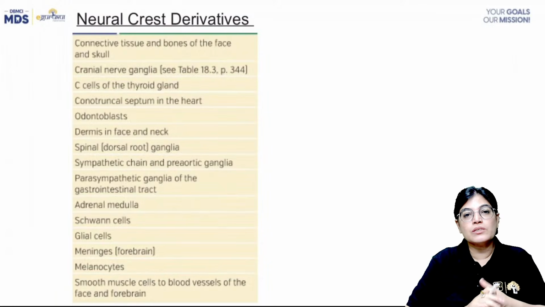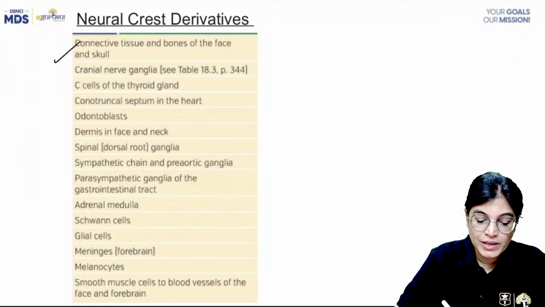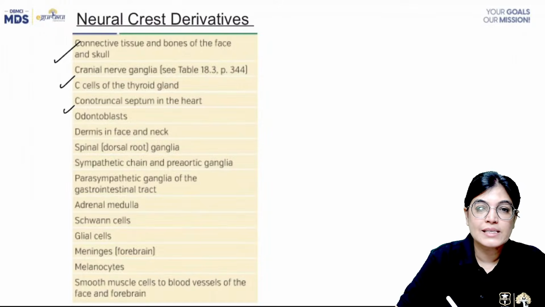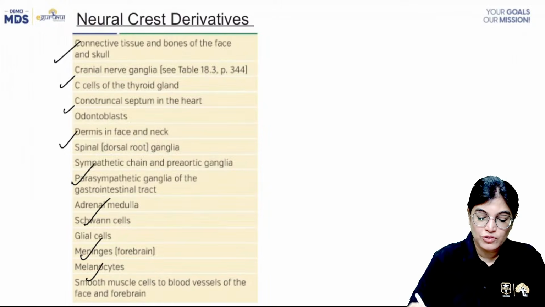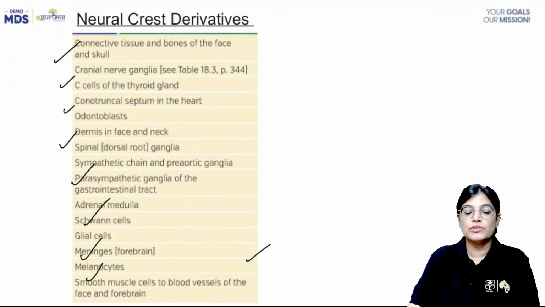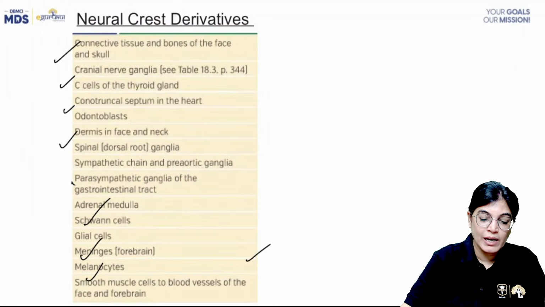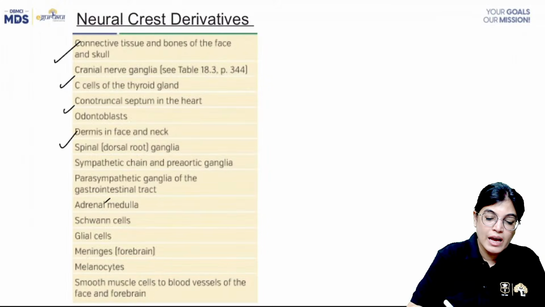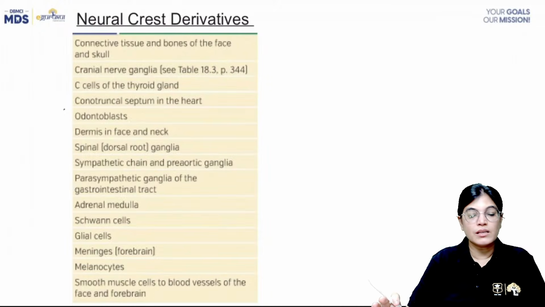So you have to go through the neural crest cell derivatives. It forms connective tissue, bones of the face and skull, cranial nerve ganglia, C cells of thyroid gland, odontoblasts, sympathetic ganglia, preaortic ganglia, adrenal medulla, Schwann cells, glial cells, leptomeninges, and smooth muscle of blood vessels related to the face. This is the list which I have taken from Langman. You have to learn this list by heart, because it has been asked several times in the examination. Then you have to know all the derivatives of NCC, that is neural crest cells.